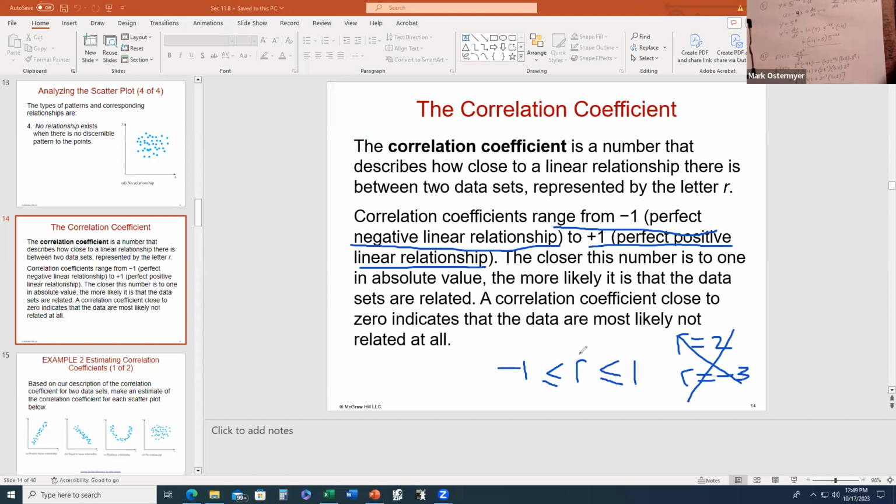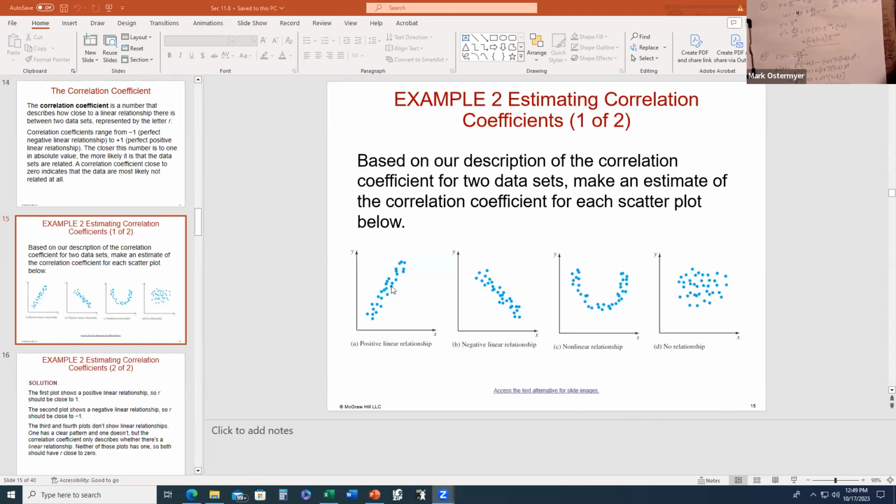The closer your correlation coefficient is to 0 is a strong indication that there is no correlation between X and Y, or you have a very weak relationship between X and Y. Any questions about this here? All right, how do we compute this correlation coefficient R? Well, we're going to show you, I promise you.